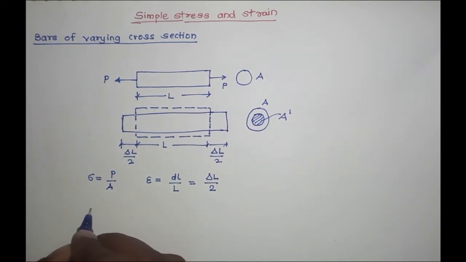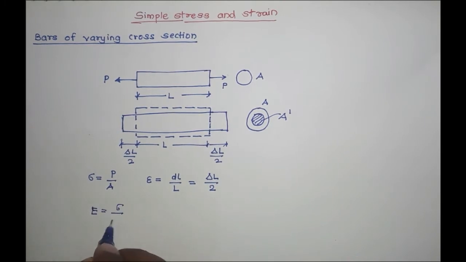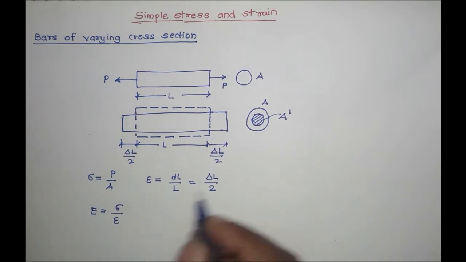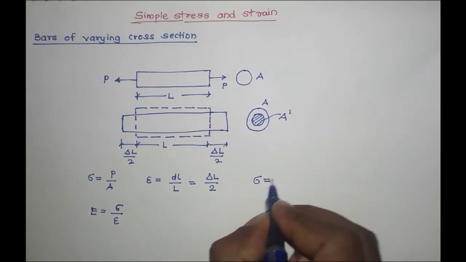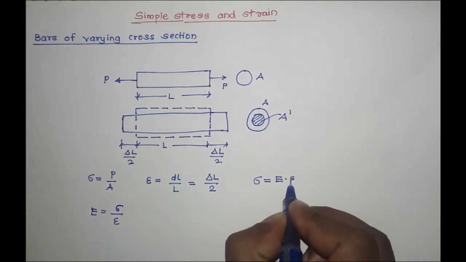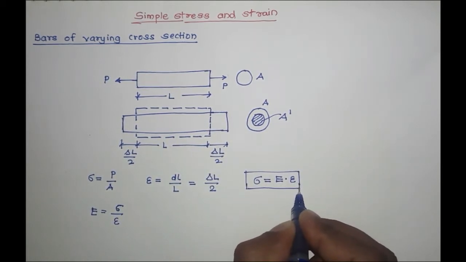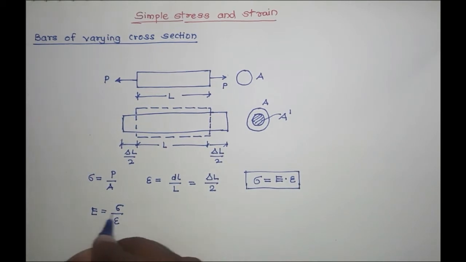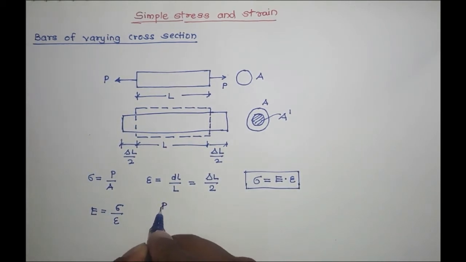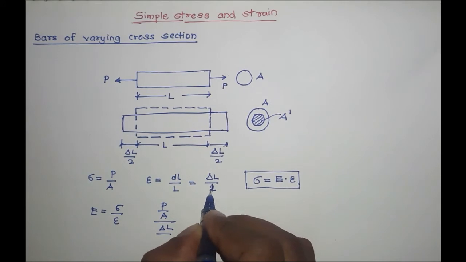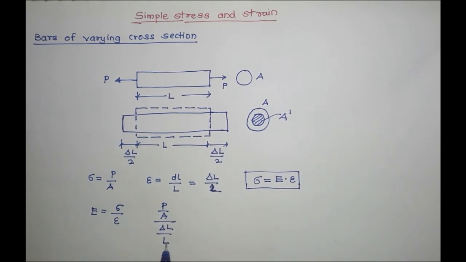So what I can write here is Young's modulus is equal to stress divided by strain, or we have derived the equation stress is equal to modulus of elasticity into strain, which is the basic fundamental constitutive law for stress and strain. Now based on this, I'll substitute the values of stress and strain. So P by A divided by delta L upon L is equal to the value of E.